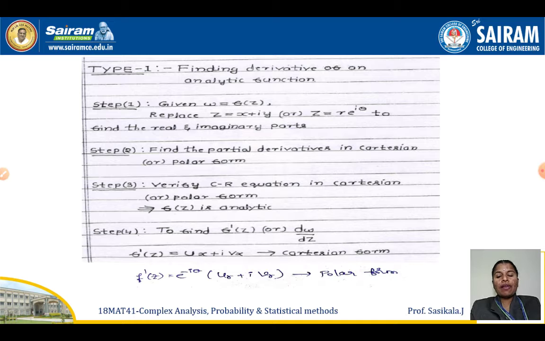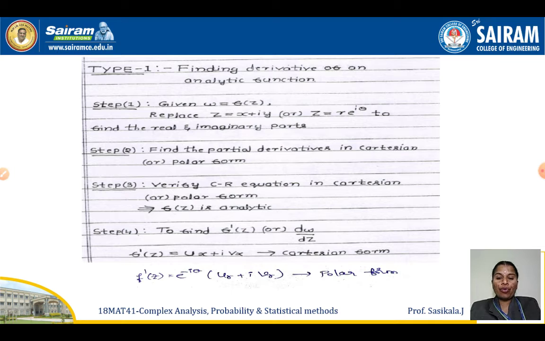Third step: verify the CR equation in Cartesian or polar form. We have to verify whether the CR equations are getting satisfied or not. Only then is f of z analytic and we can find your f dash. Once the CR equation is satisfied, either in Cartesian or polar form, you can tell f of z is analytic.